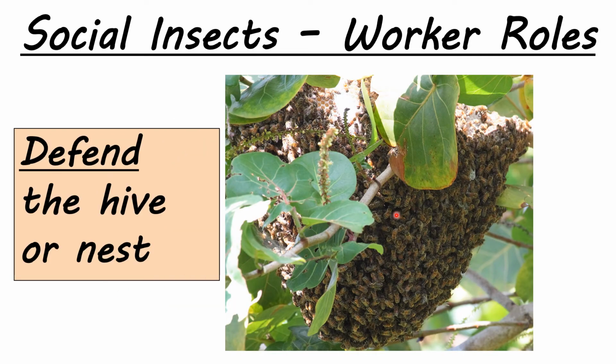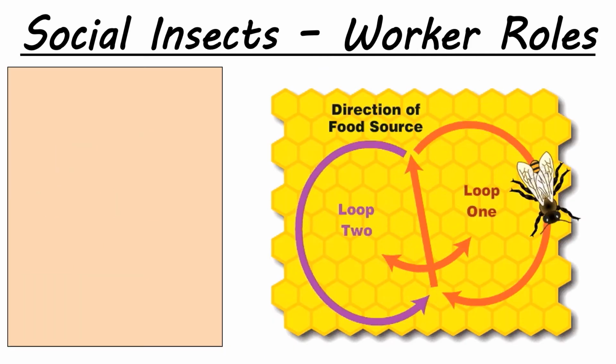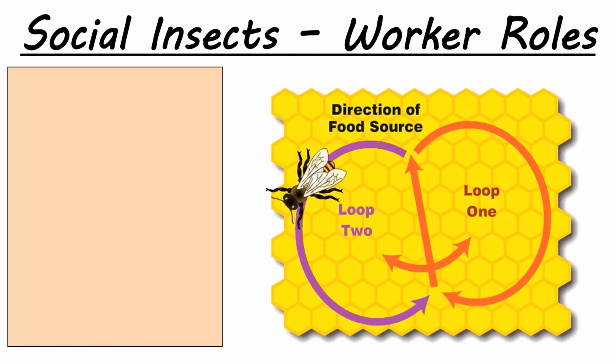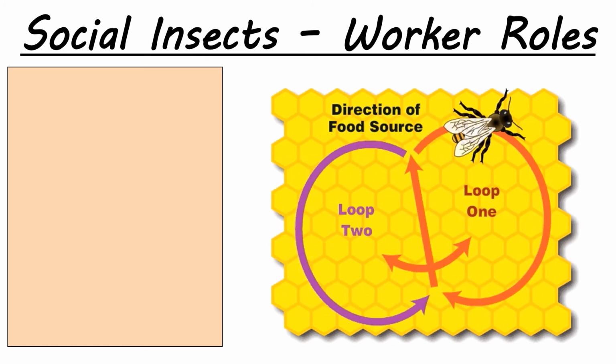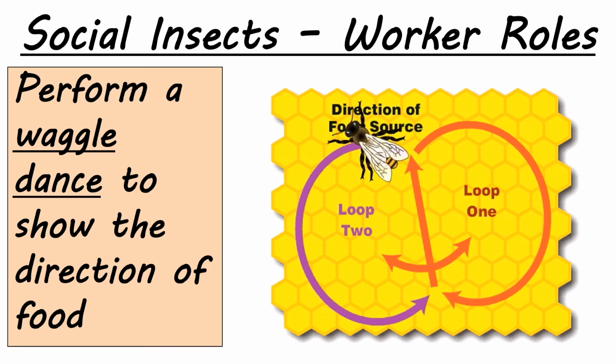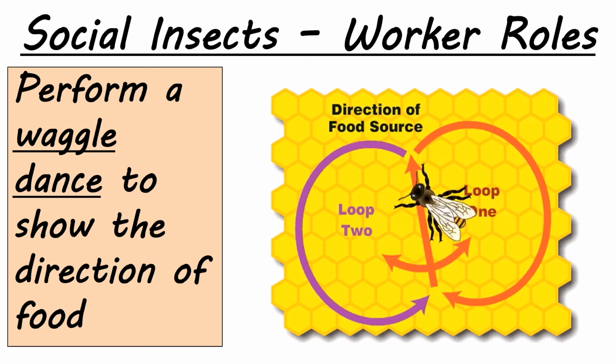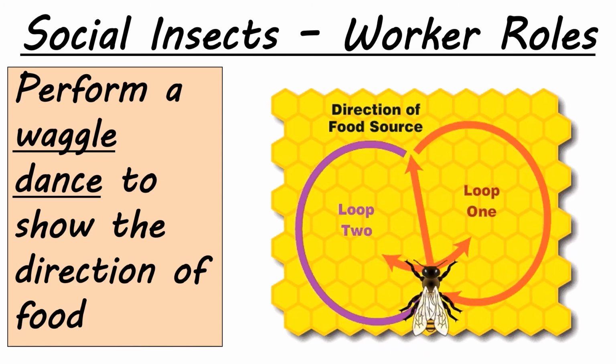Defend the hive as well, so they're protecting the queen essentially, and all the food and the larvae within the hive or the nest. And this is quite good. What you've got here, you might have heard of this. Is that a wasp or a bee? Can't quite see. They perform a waggle dance to show direction of food, and I think it's only been discovered fairly recently how this works. But yeah, the animal will come back to the hive and do a little dance, and by the way in which it loops around, it shows the direction of where the food is, and the others fly out to get it.